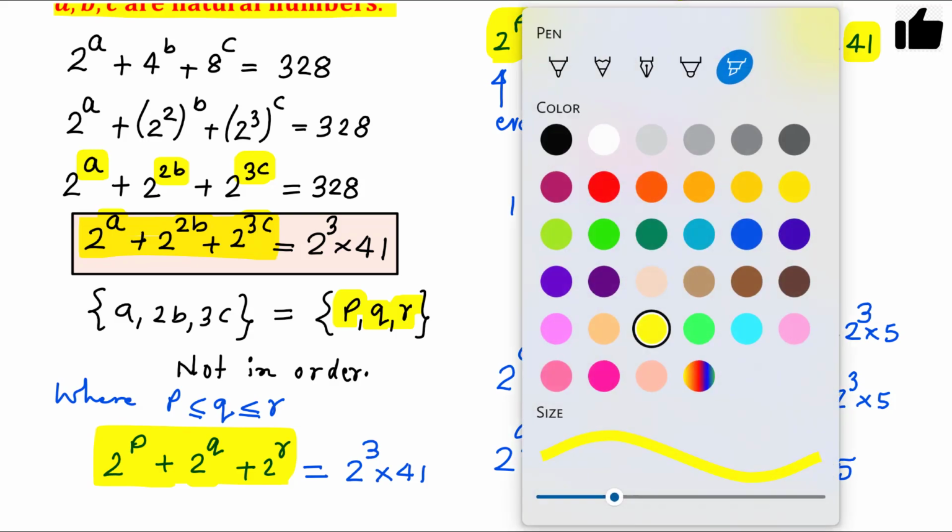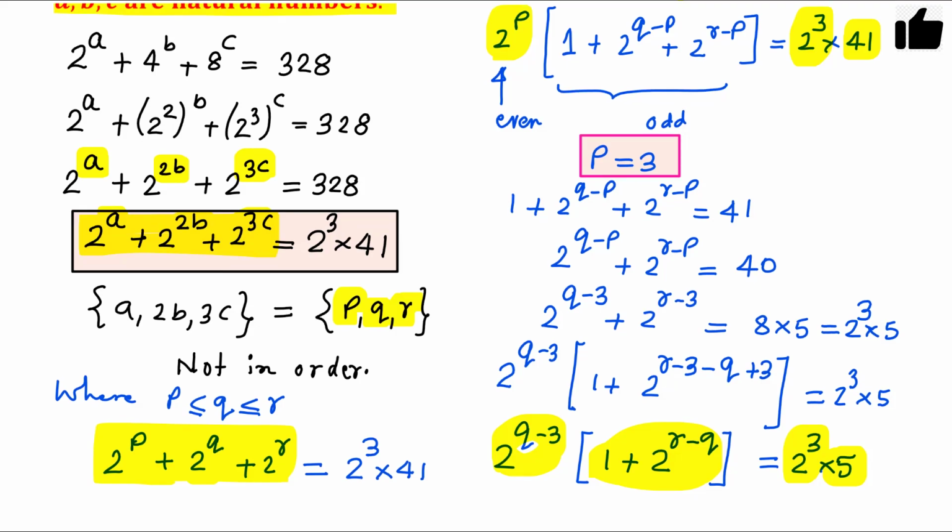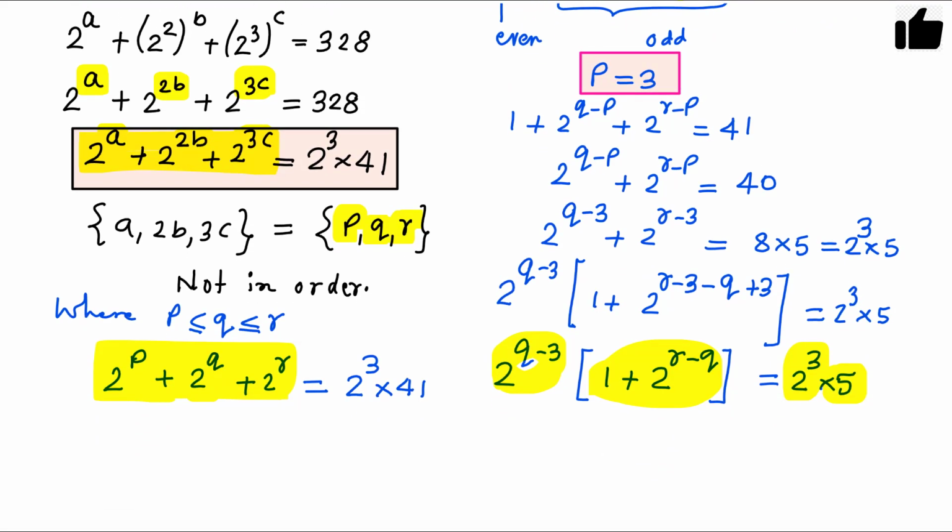Now same logic. This time this side is an even number and this side is an even number. This is an odd number and this side is an odd number. So we can equate even and odd, and if I equate, what will we get? We will get 2 raised to the power q minus 3 is equal to 2 raised to the power 3. This means q minus 3 is equal to 3, and this implies q is equal to 6. So we have another solution for q.